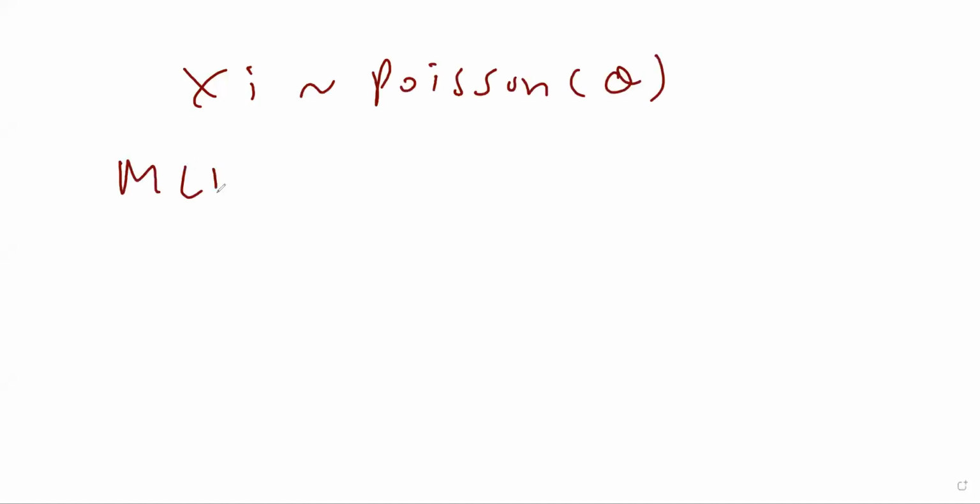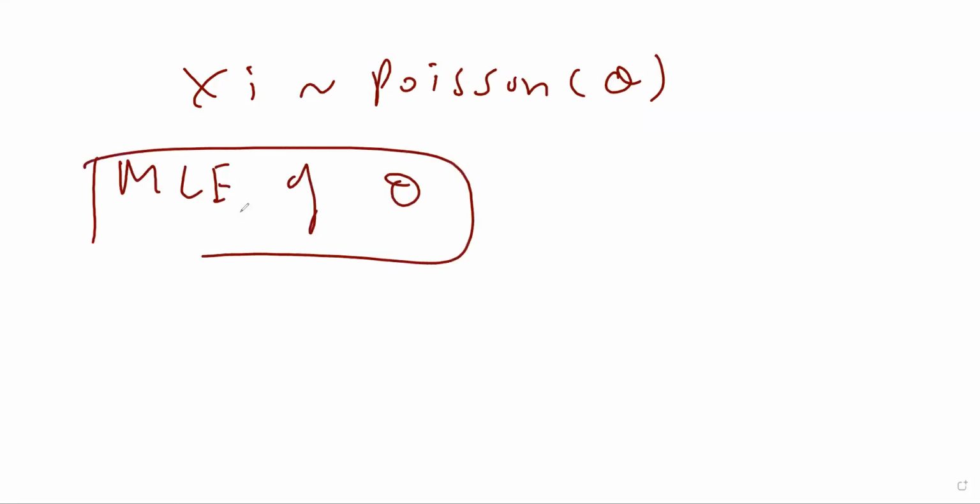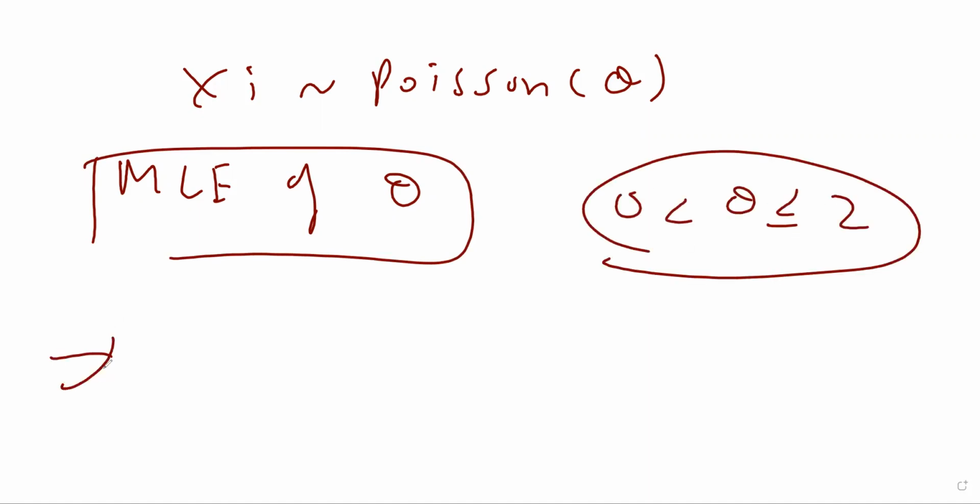One more question, just tell me one thing. Xi is following Poisson theta. Okay. MLE of theta we have to find. And theta is lying between 0 to 2. So what is this question trying to test, which understanding of which topic? Just put a message in the chat box. Which topic they are trying? Parameter. Restricted parameter. Okay, restricted parameter. So what will be the answer? Like how to?